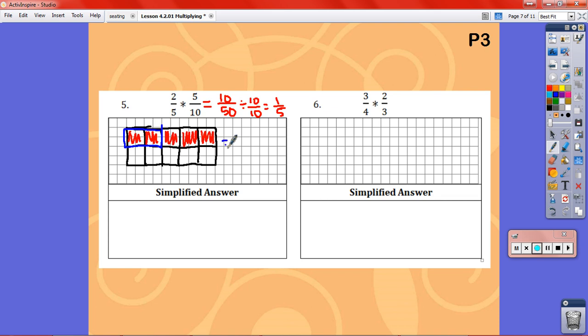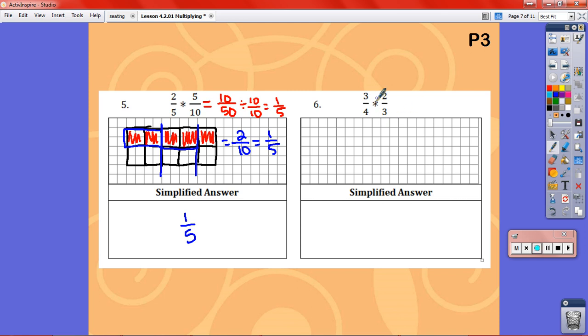So my answer is 2 out of 10, but that can be simplified down to 1/5. Because see, this is 2 out of 10, but we split this along lines like this, and we have 1, 2, 3, 4, 5 pieces, and one of them is filled in. Okay, so multiply across, then simplify.